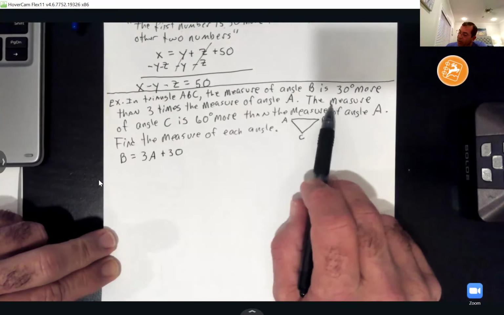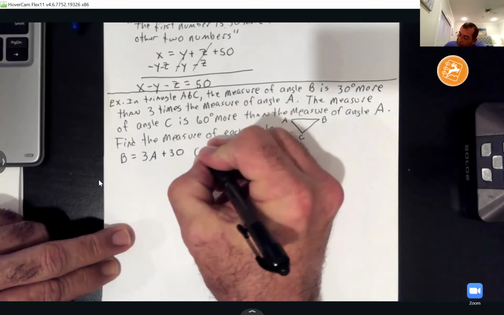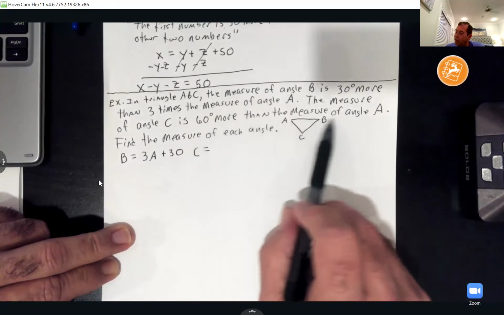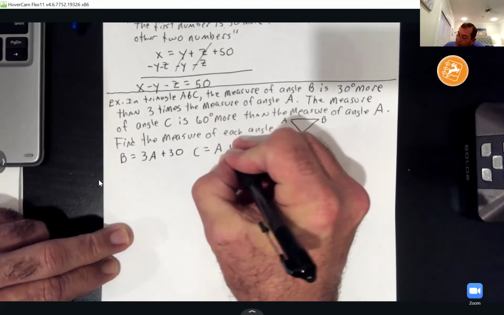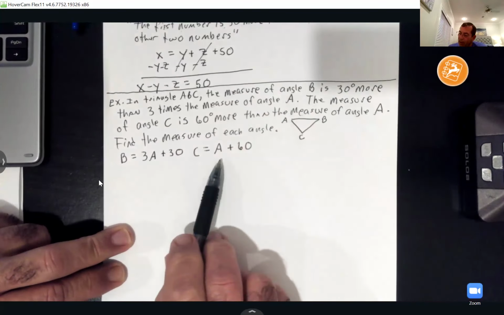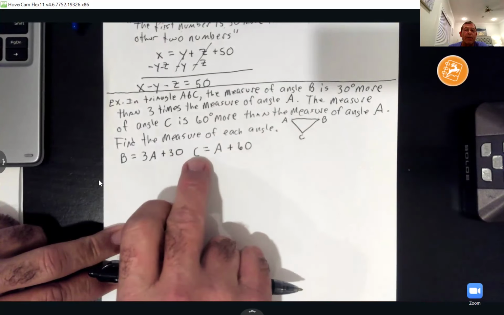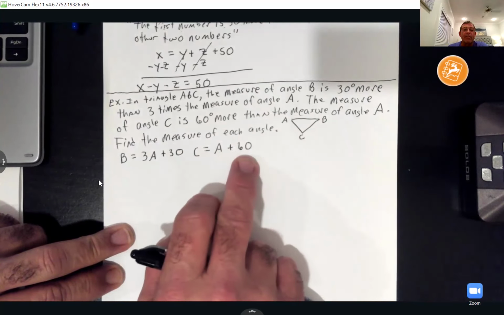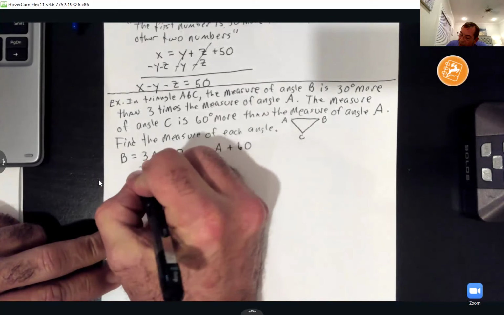But this will be my first equation. Second equation, the measure of angle C. So angle C is 60 more than the measure of angle A. So that's just going to be an A plus 60. So y'all, I'm going to get these in the right order. Remember, the A needs to be over here, and then my B column, and then my C, and equal to the 60 here. So we're going to move this A over here on the first one by subtracting 3A.